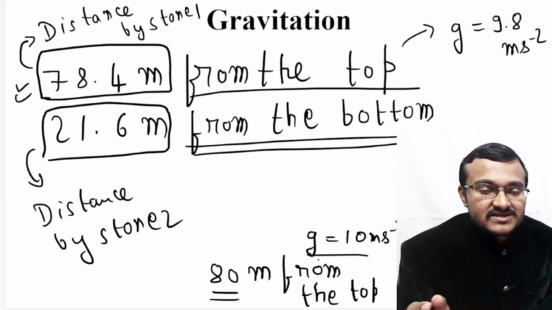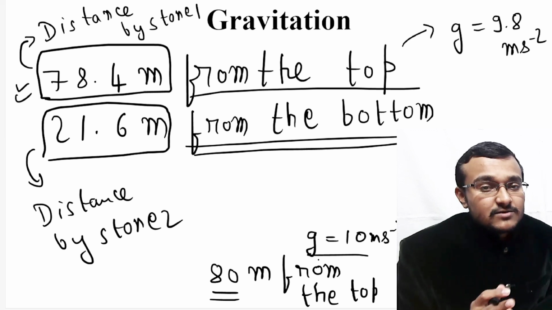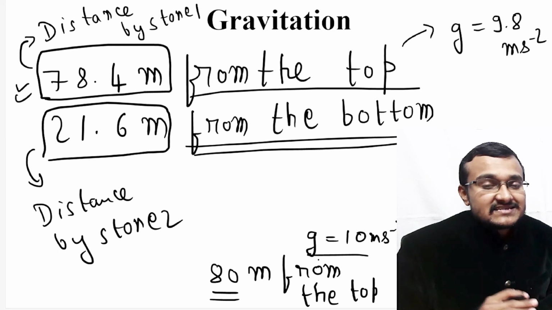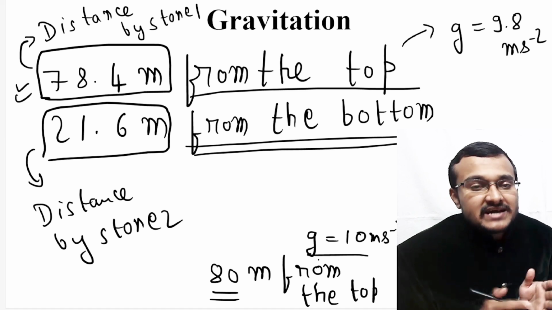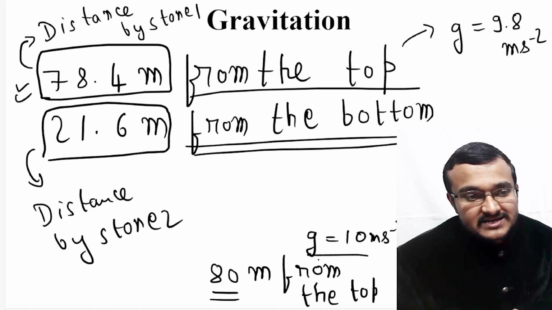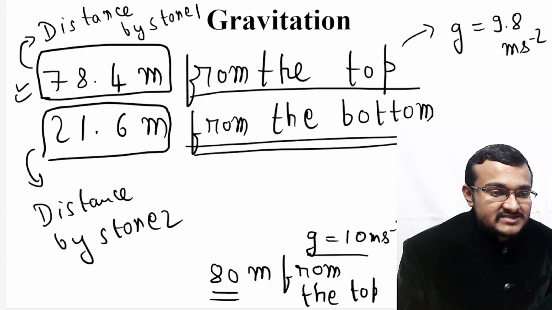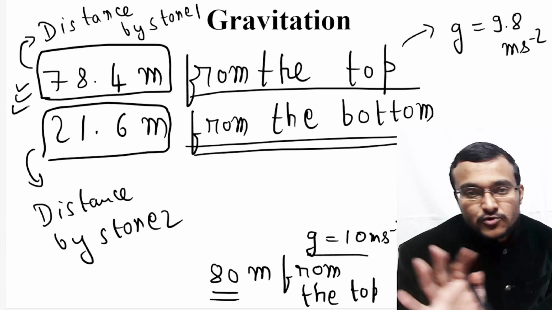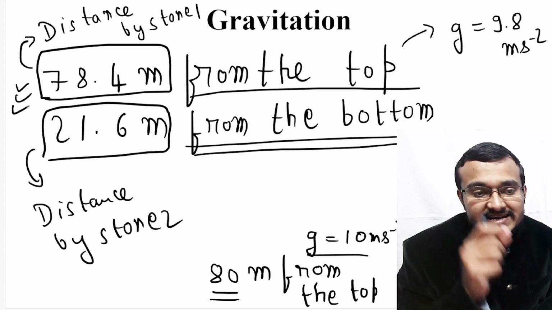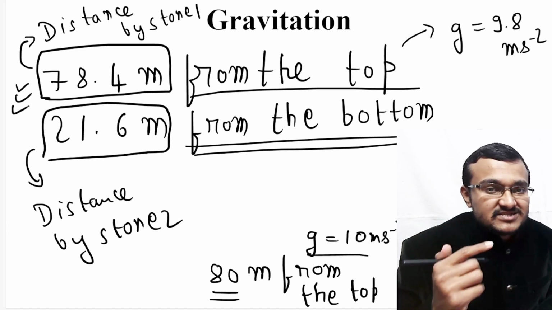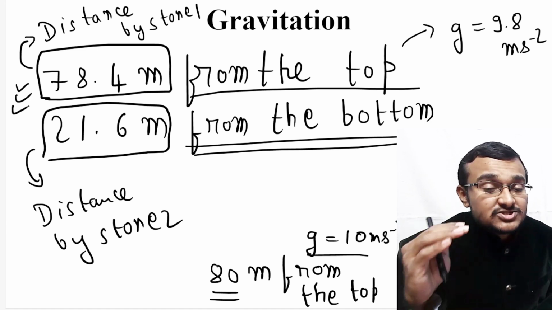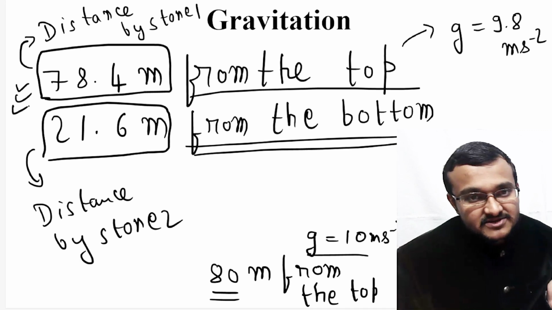But you should not consider 10 when they have not given what to consider. They have just asked this question where they have not mentioned the acceleration due to gravity value. Hence you have to take 9.8 meter per second square, and if you are taking 9.8 meter per second square, then 78.4 meter is the answer. So 78.4 meter from the top or 21.6 meter from the bottom, these two stones have met each other.